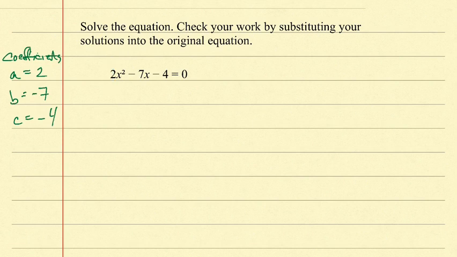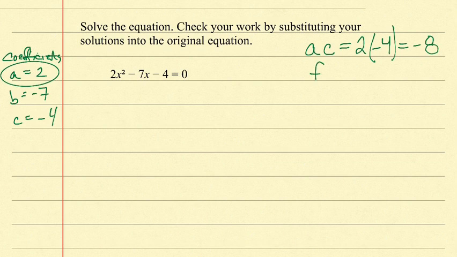All right, in the case of A being some number other than 1, remember, we are actually interested in not C, but A times C. And in this case, A times C is 2 times negative 4, and that is negative 8. We are looking for factor pairs of negative 8.